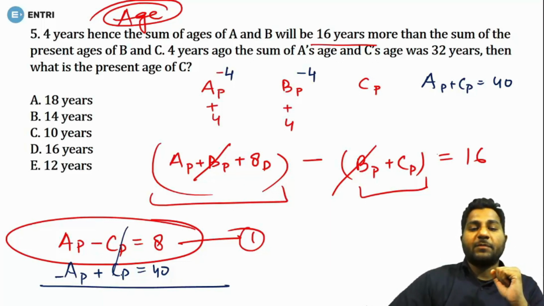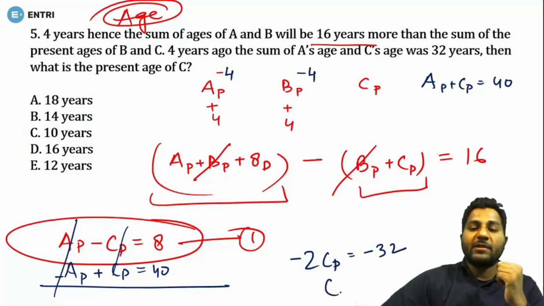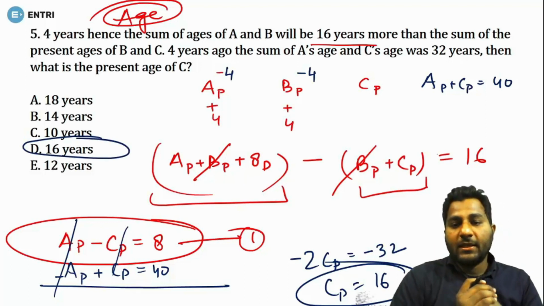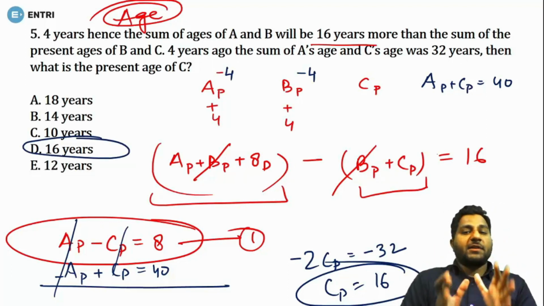That means we have to subtract it. A will be eliminated and we will get minus twice CP equals minus 32. That means the present age of C is 16 years. So I hope you all have understood it. Just listen to me very carefully.